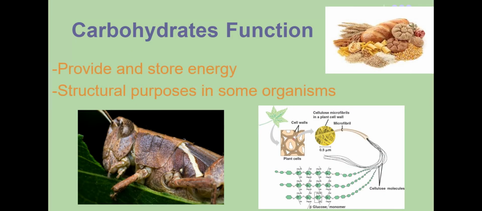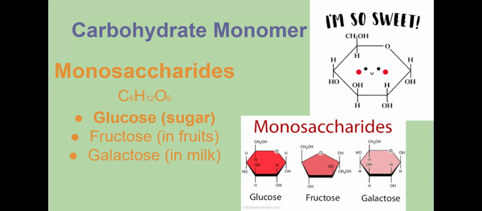So, what is the monomer of carbohydrates? Well, they're called monosaccharides. And you can see monomer, monosaccharide. And saccharide just means sugar. So here's a little sugar molecule. And this is a monomer of sugar. It's just one ring, and this is a glucose sugar.